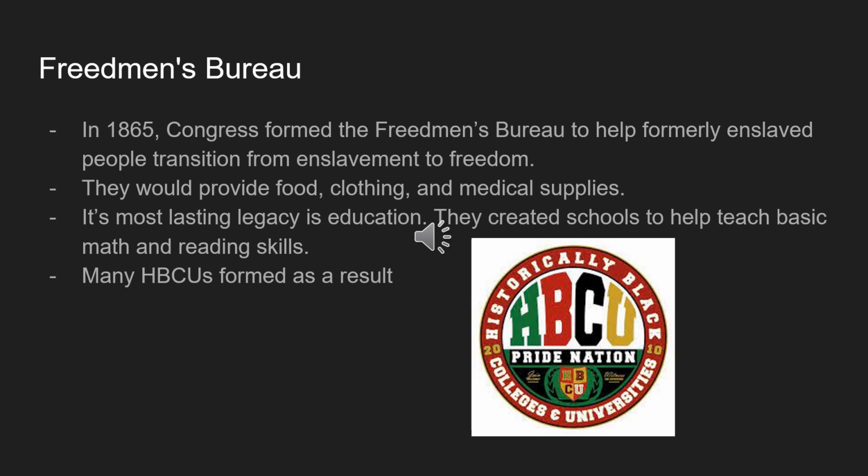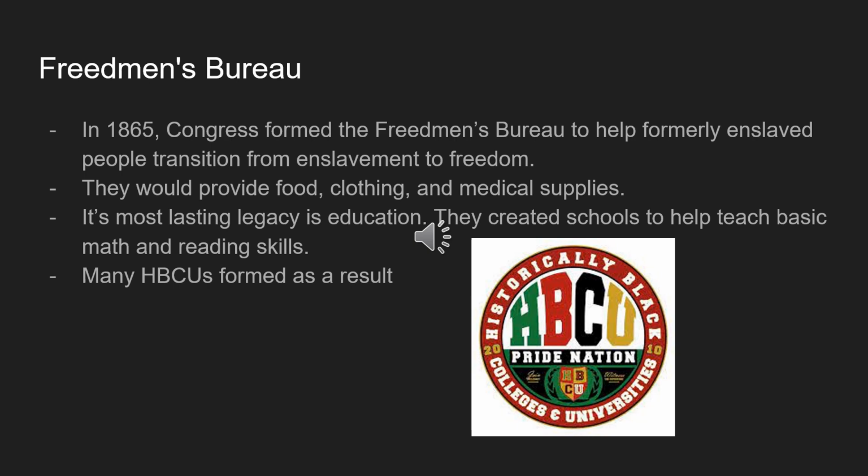Now, once slavery is ended, do you have those systems? Do you have food? Do you have clothing? Do you have medical supplies? Things that you need to operate in society. So it was just set out to provide those basic necessities. However, it did go above and beyond, and its most lasting legacy is certainly education. They provided schools to help teach basic skills, reading and math, because those are things you must be able to do in order to be successful in society.